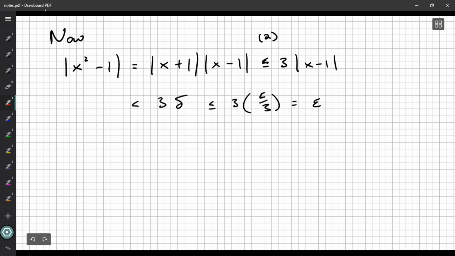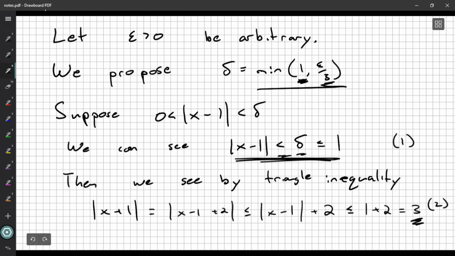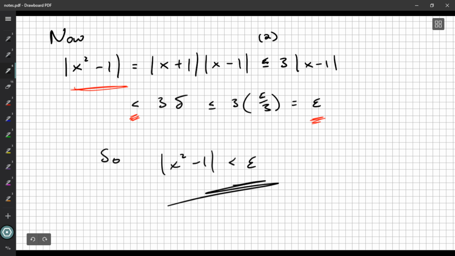So what have we got? The absolute value of x squared minus 1 is less than, there's got to be a less than at some point in there, epsilon. And that's exactly what we wanted to show. You'll notice all we did was propose a delta. We started with this assumption, and everything followed from there. From that and our choice of delta, we got the conclusion we wanted. So there we go. The limit as x approaches 1 of x squared really is 1.